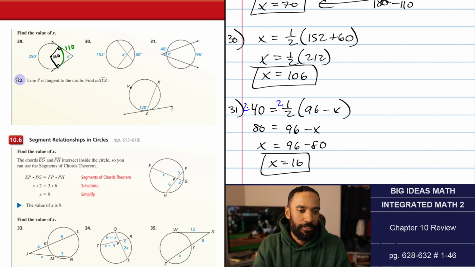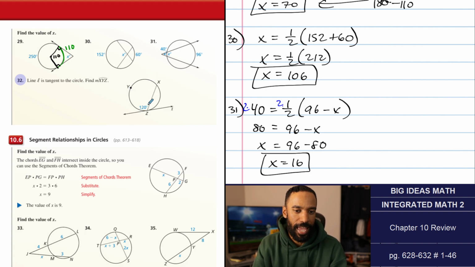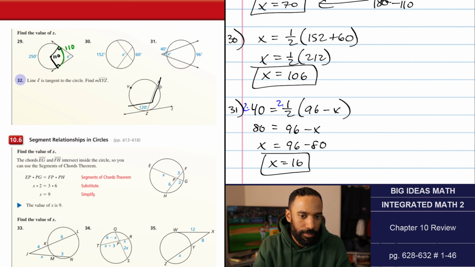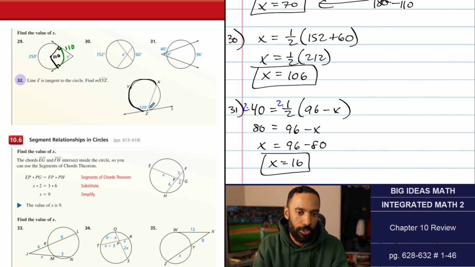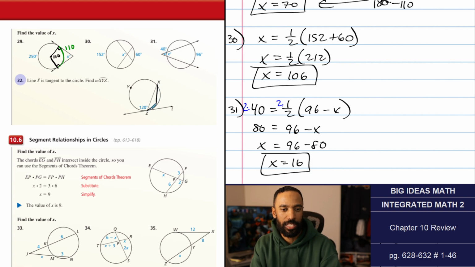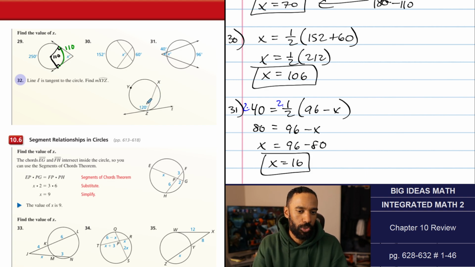Number 32, here's another kind of thing. It says line L is tangent to the circle. Find the measure of arc XYZ, this guy here. Now, 120 is the measure of the angle. This technically can also be served as an inscribed angle, because any inscribed angle with this intercepted arc is also going to be 120 degrees. Here's an example. This, if I draw it straight enough, would be 120 degrees. This would be 120 degrees. Once it hits the tangent part right there, it maintains that 120 degrees.